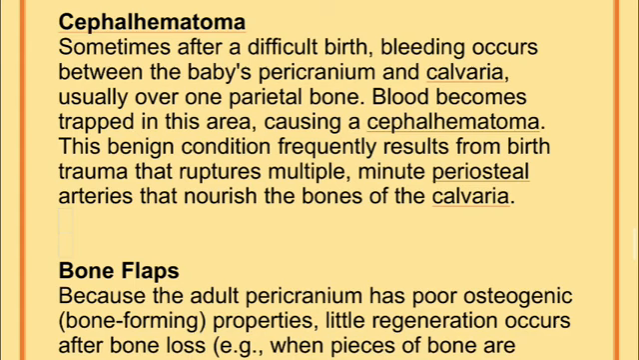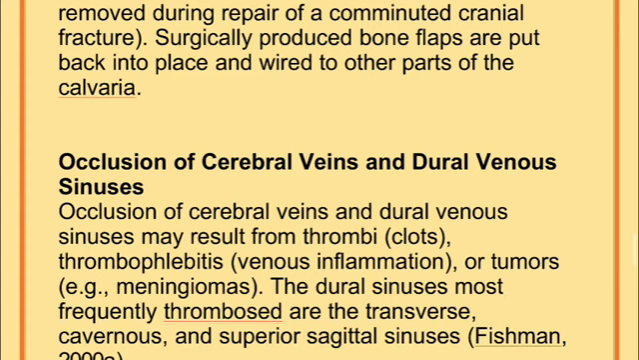Now, bone flaps. What about bone flaps? Bone flaps may be needed because the adult pericranium has poor osteogenic, that's bone forming, properties. So little regeneration occurs after bone loss. So when pieces of bones are removed during repair of a comminuted cranial fracture, for example, there might be need to make use of surgically produced bone flaps that are put back into place and wired to other parts of the calvaria.